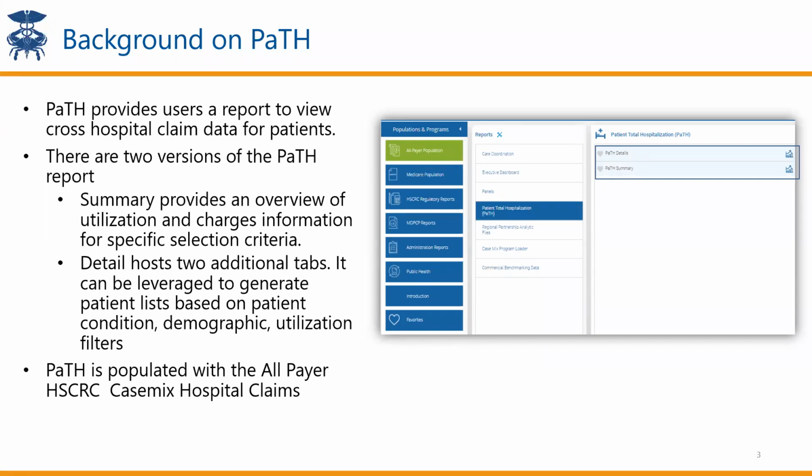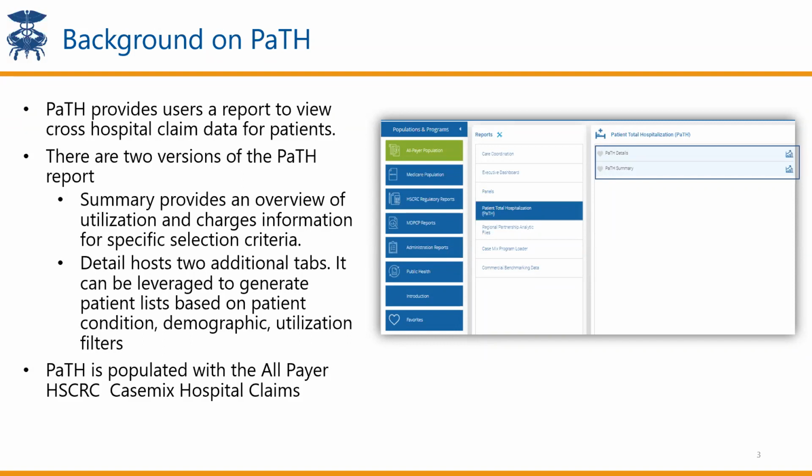So there are two versions of the PaTH report. There is a summary version, which just includes the first tab, which is the summary tab that we'll cover later. And then there is a details view, and that has two additional tabs, one called PaTH and one called Patient Details, which I'll also touch on later.